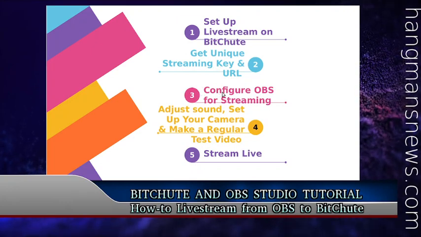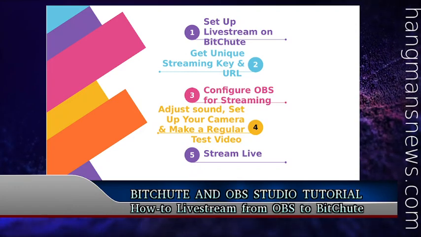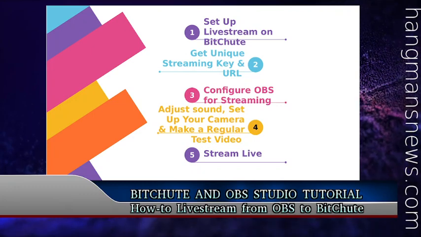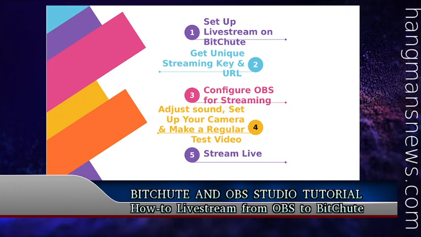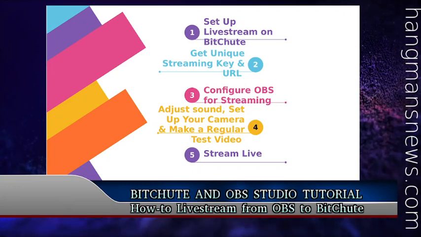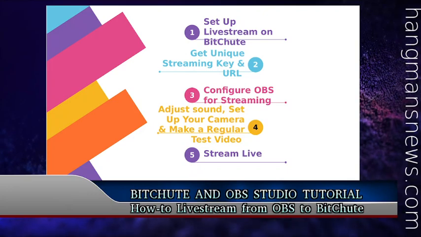Then we need to configure OBS for streaming, and that can be done very simply. You just click File, Settings, and choose Stream, and then you can see where you can fill in the key. You only have to change the streaming key because the URL is the same every time to BitChute. It will be the same URL for every stream.